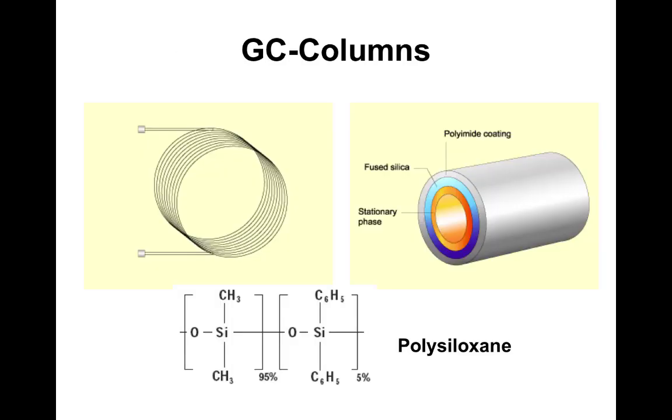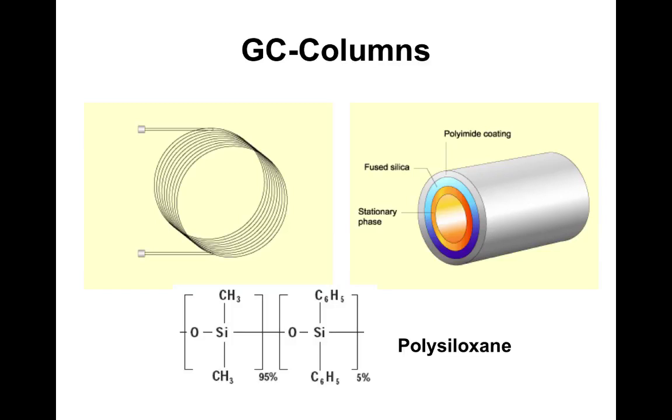So the columns, as I say, are very long. They're often wound into coils because you don't want to have something stretching for 10 meters from one end of the room to the other. So if you wind it up into a small coil, it'll fit into something the size of a telephone. And the column itself is illustrated here. There's a plastic coating on the outside.